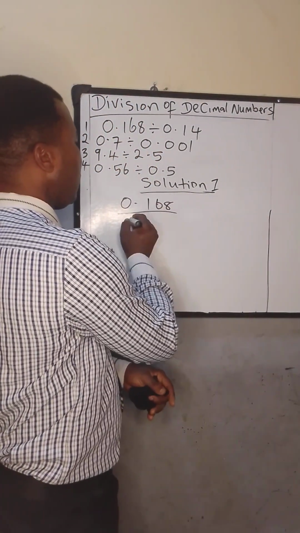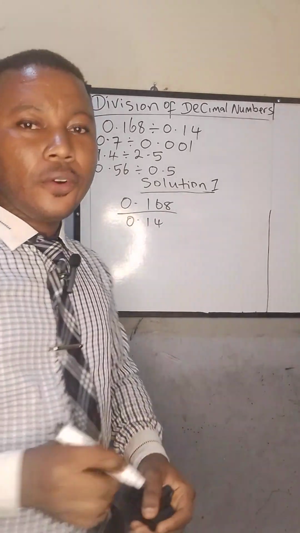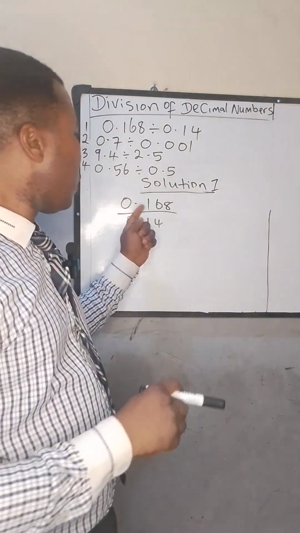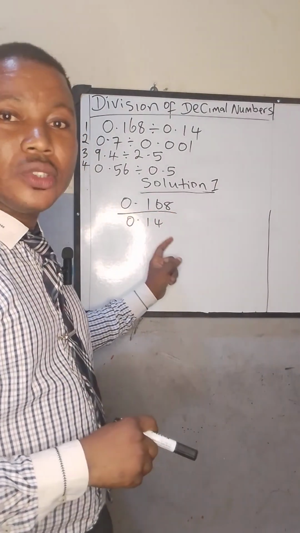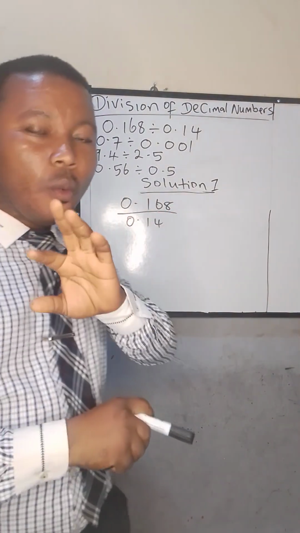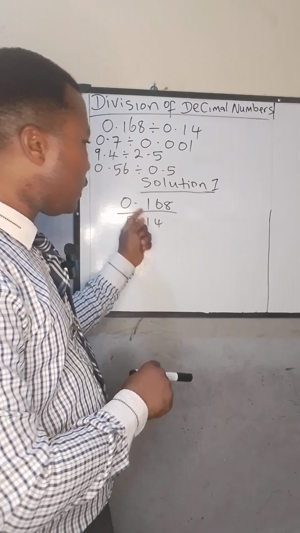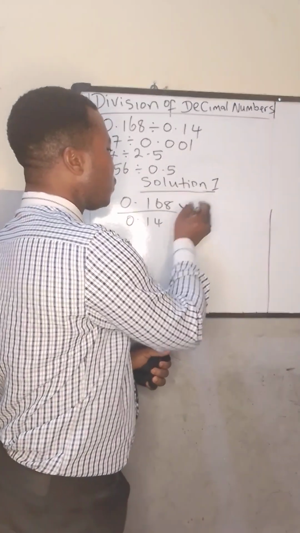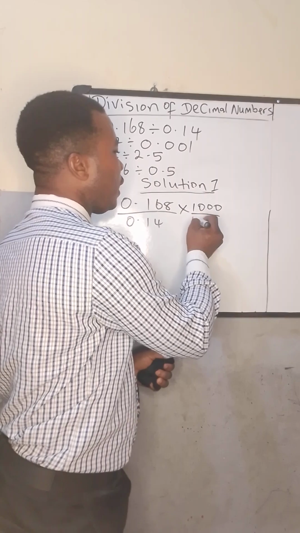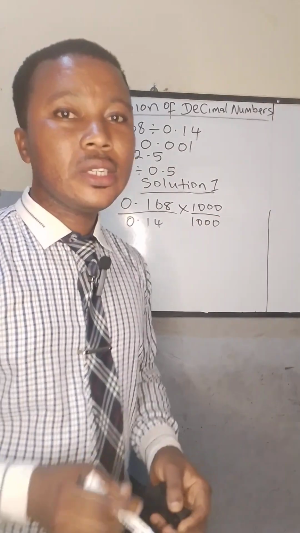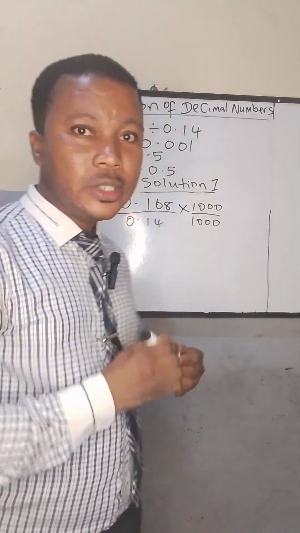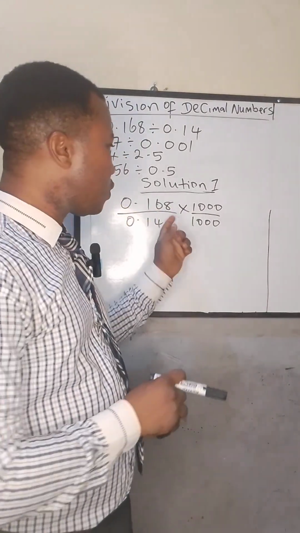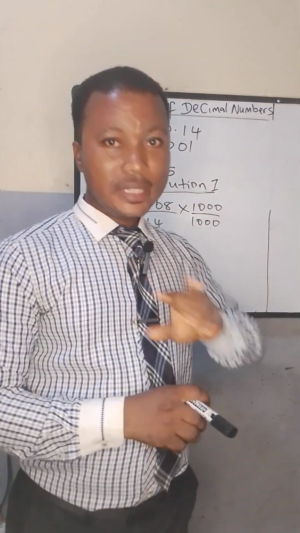0.168 all over 0.14. In this case, we have 3 decimal places here, let's count: 1, 2, 3. Here we have 1, 2. So we take the higher one, and the higher one is 3. So in this case we multiply by 1000 all over 1000. Why is it 1000 all over 1000? Remember I said that this one is 3 and this one is 2, but you take the higher one, which is 3. And 1000 has 3 zeros.